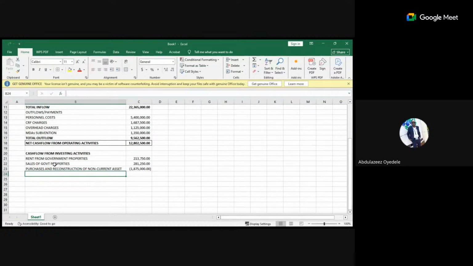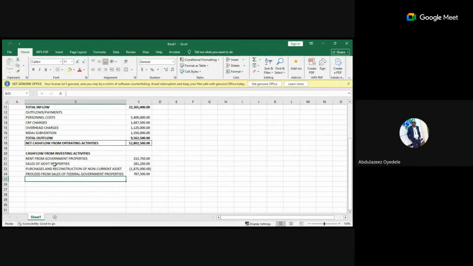So, proceeds from sales of government properties this time. So, proceeds, that is, they are receiving money from selling some of the properties that they have. So, in this case, it is also an investing activity and is an inflow. 787,500. Okay.